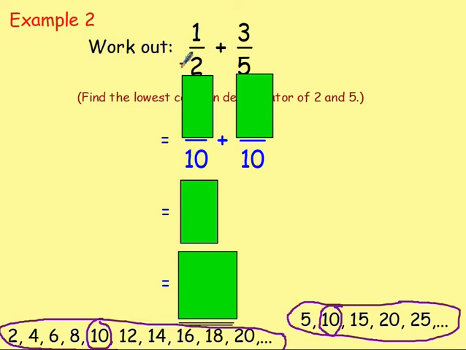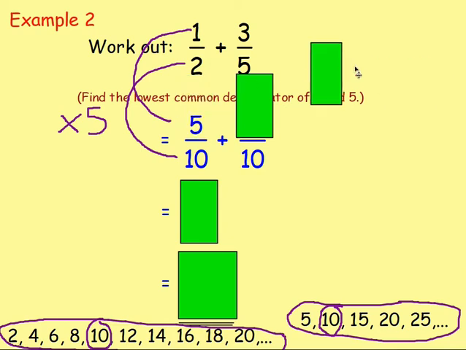Looking at the denominator, we have changed that from a 2 to a 10. So, what did we multiply by? 2 times what gives you 10? 5. Well done. So, because we've just multiplied the denominator by 5, we have to multiply the numerator by 5 as well. So 1 times 5 is obviously 5.